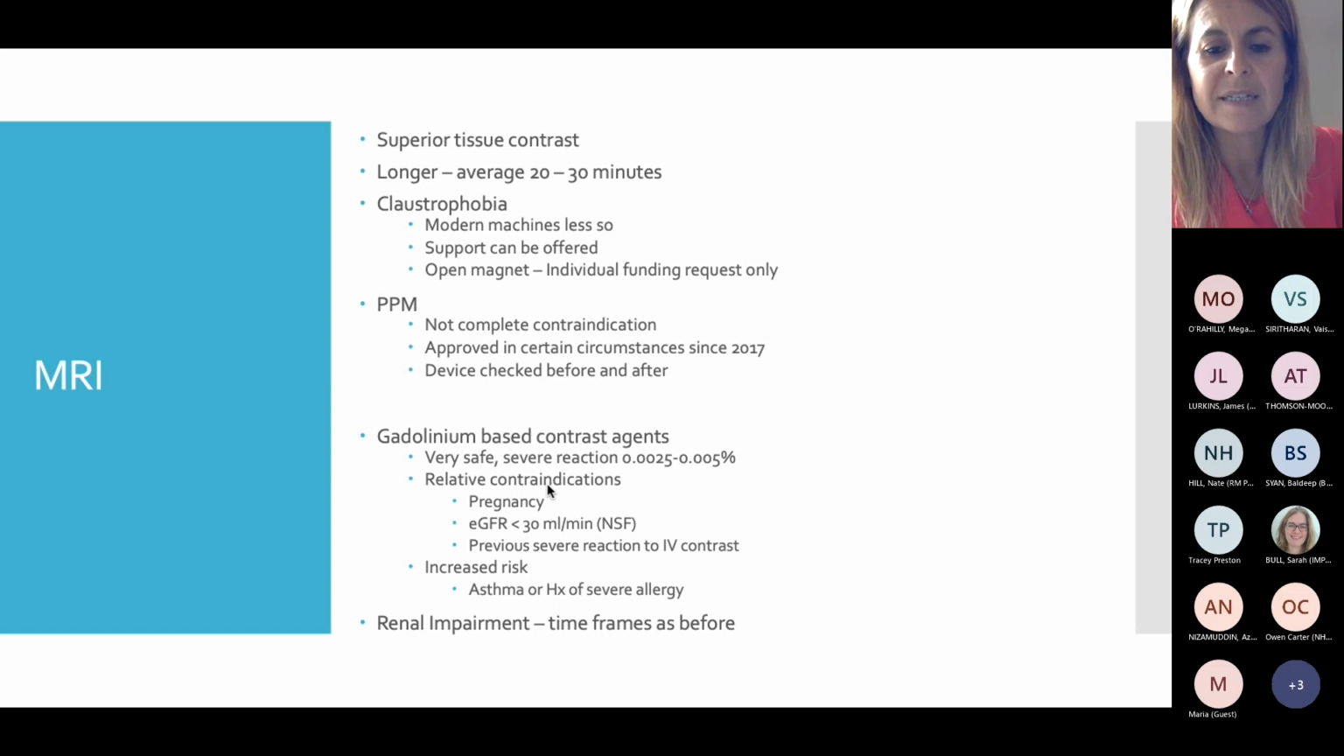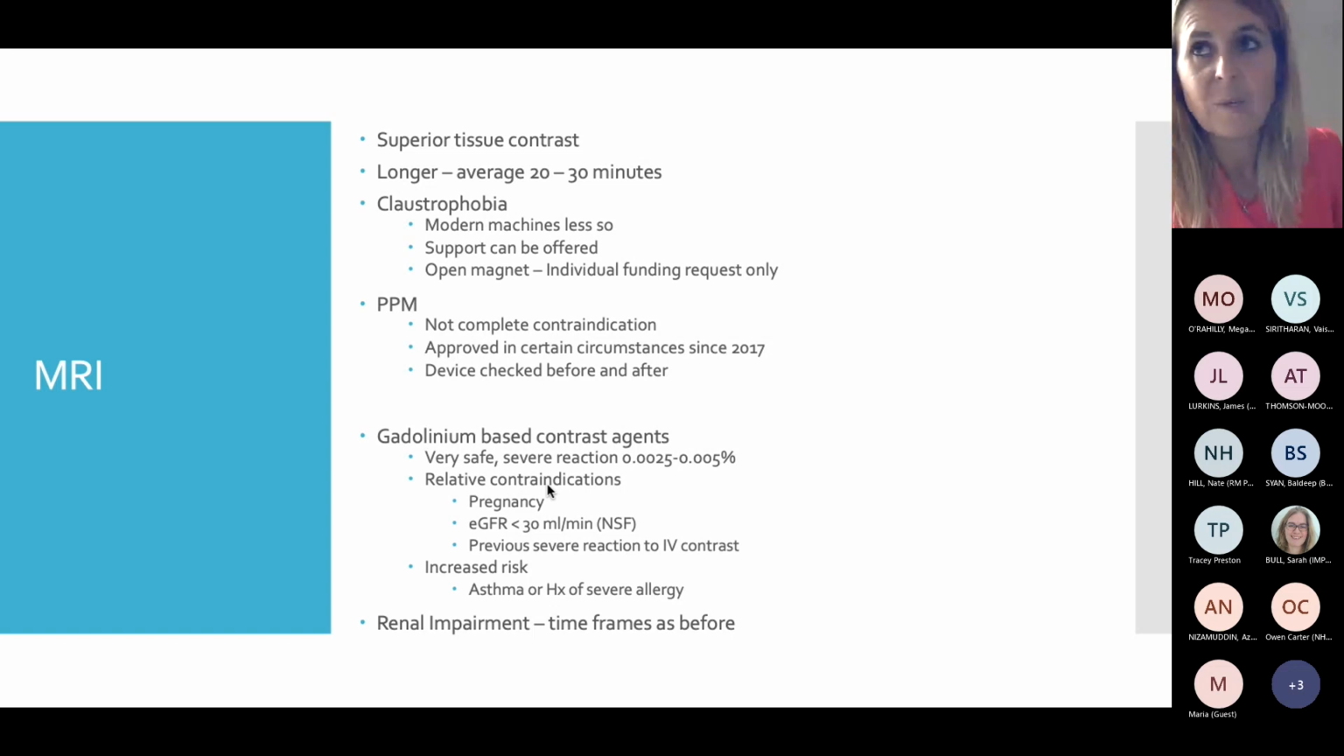But it is not that someone with a severe reaction to an iodinated agent will also have a severe reaction to a gadolinium-based agent because they are different. So it's just a relative contraindication which we would need to know about, but we would then talk to the patient and find out exactly the history of it all before we made a decision on whether or not we could or couldn't use it.